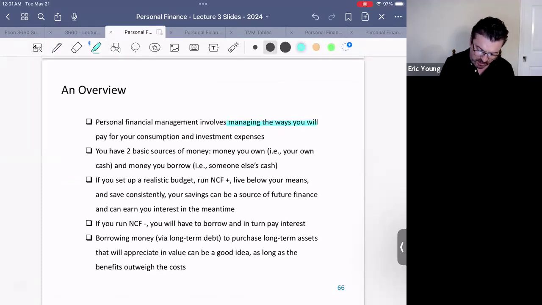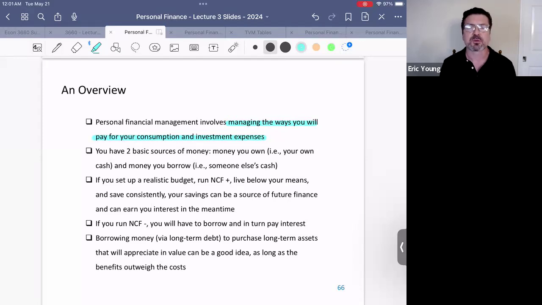But really, the main part about using your money well on a day-to-day basis ultimately comes down to managing the ways that you will pay for the things that you consume and the ways that you will fund your investments. We know that we have to consume things to get by, and we know that we need to invest. That was our third bucket in order to grow our assets. So a fundamental question in personal finance is, how are you going to pay for your expenditures for consumption, and how are you going to fund your investments?